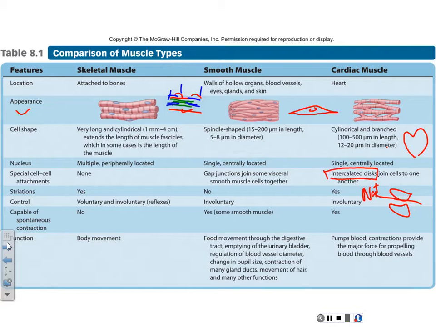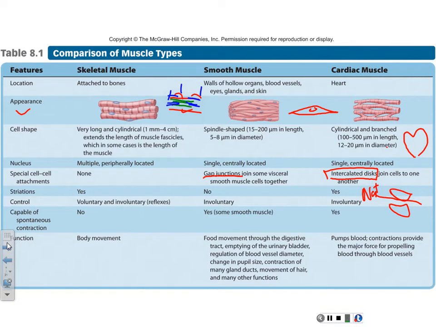These are just simple gap junctions, but for the cardiac muscle, it's special gap junctions, only found in the heart. Okay? So, like we said, voluntary control for the skeletal muscles and involuntary for smooth and cardiac. In fact, some smooth and cardiac muscle can self-excite without any external stimuli. Remember, I said there are some instances when skeletal muscles are involuntarily controlled, like reflexes.